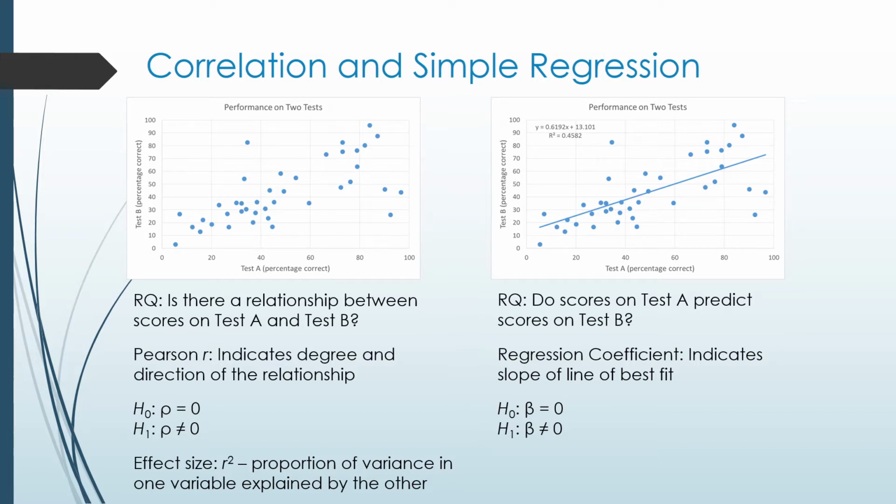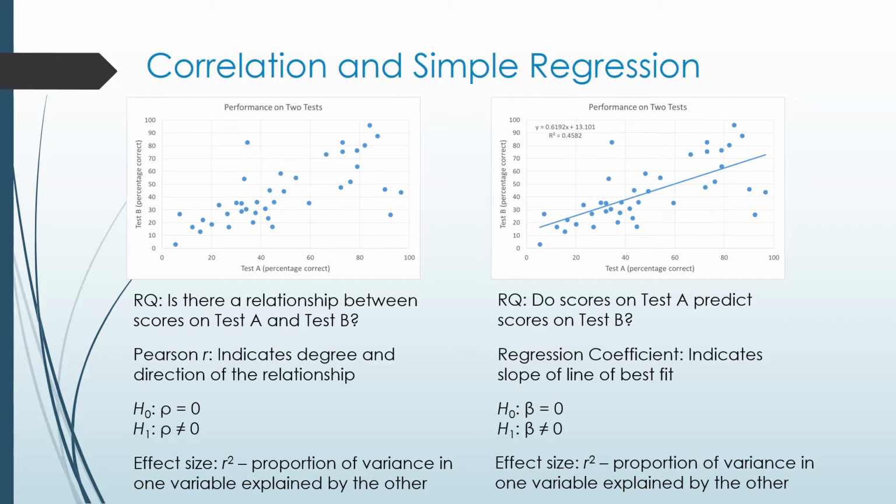So if you knew the r-squared value for this particular set of data, and in fact we do know what it is, it's 0.4582, that tells you that about 46% of the variance in test B is explained by the variance in test A. So that's also a useful bit of knowledge to report when you're presenting the results of correlation. And in fact, for regression, the exact same value is used as the effect size.